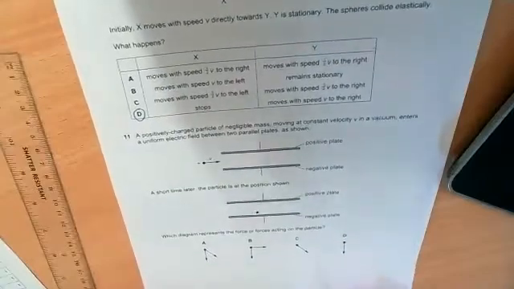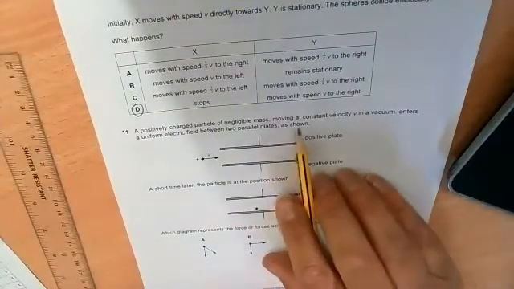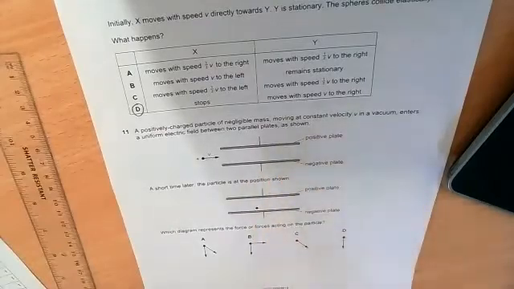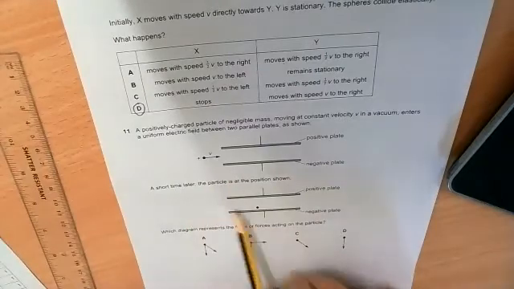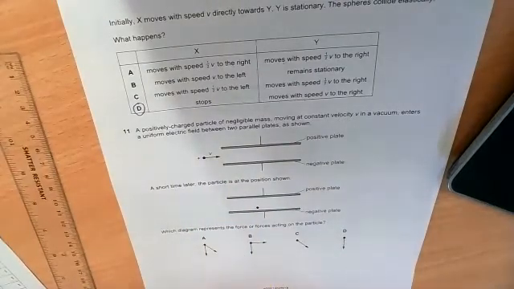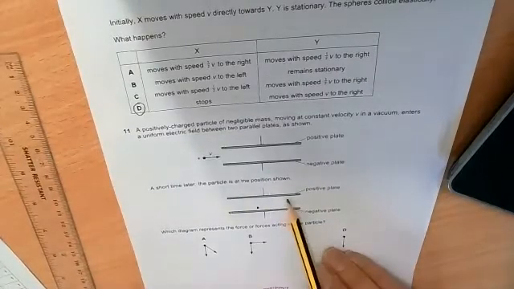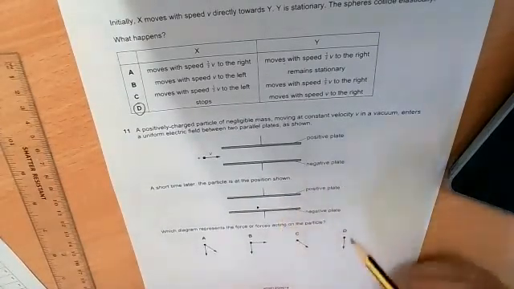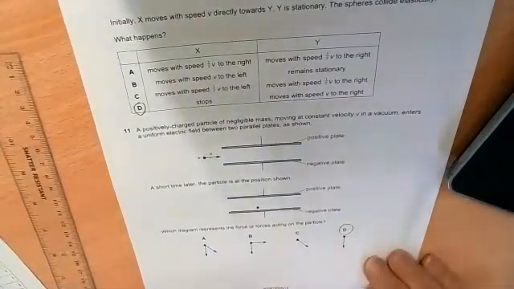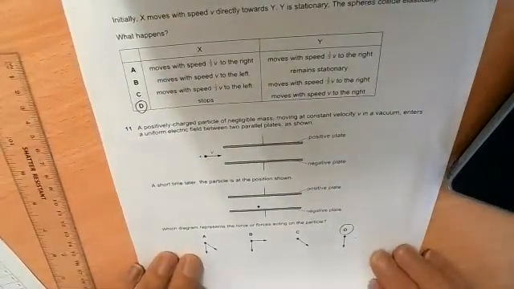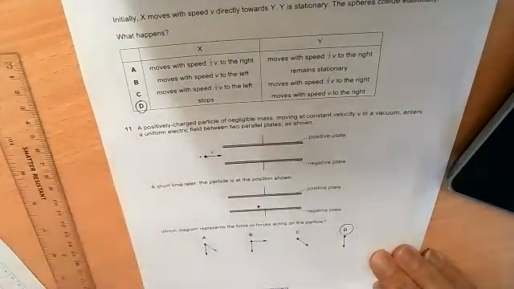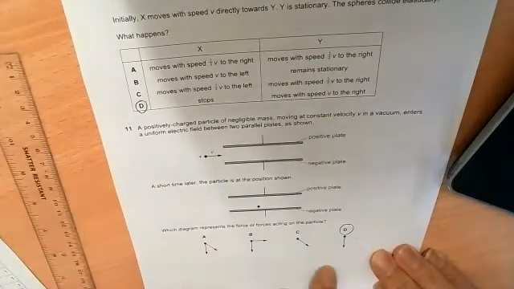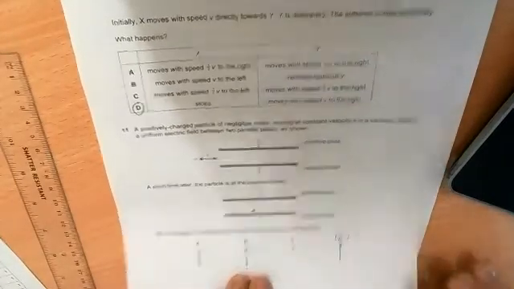Number 11, a positively charged particle of negligible mass is moving at constant velocity. I think we did something very similar to this in a revision lesson recently. So we've got the particle moving through. A short time later, the particle is over here. Which represents the forces acting on the particle? Well, if we think about it, the only force in town here is the force pulling it down to the negative plate. There are no other forces acting on it, because it tells you it's in a vacuum, so there's no air resistance, there's nothing else there, apart from gravity maybe, but that's still going to pull downwards as well, so it's just got to be D.